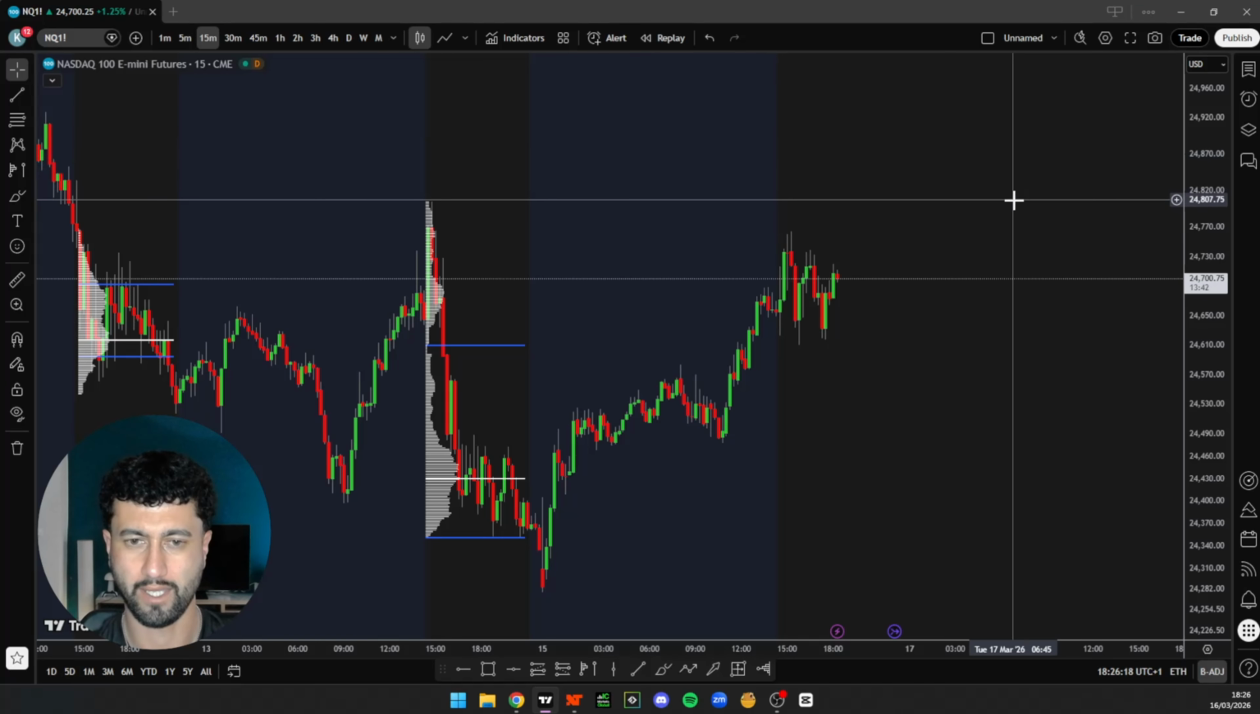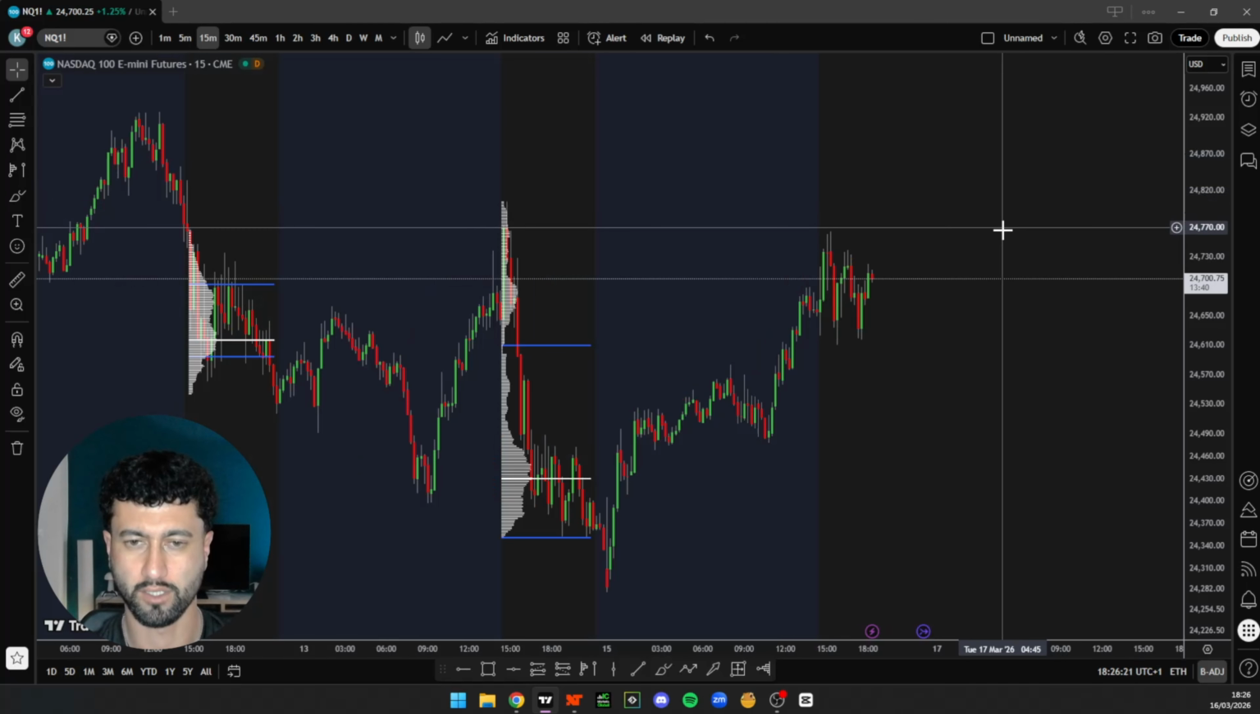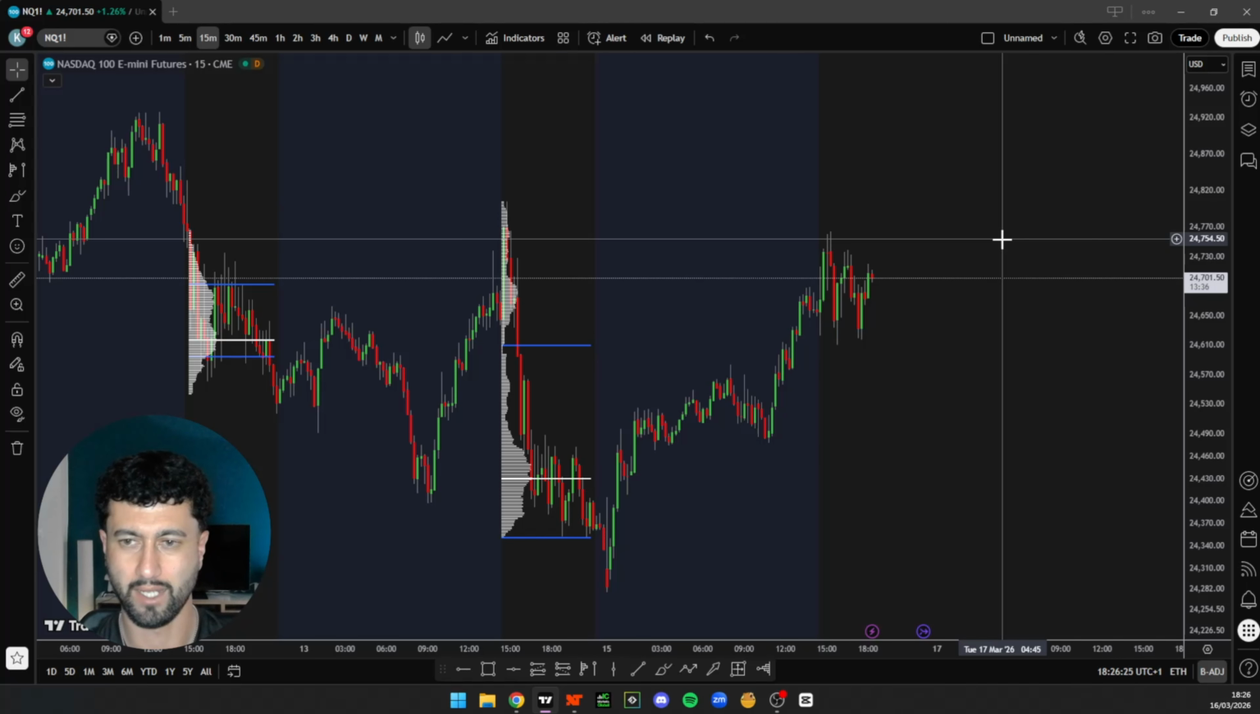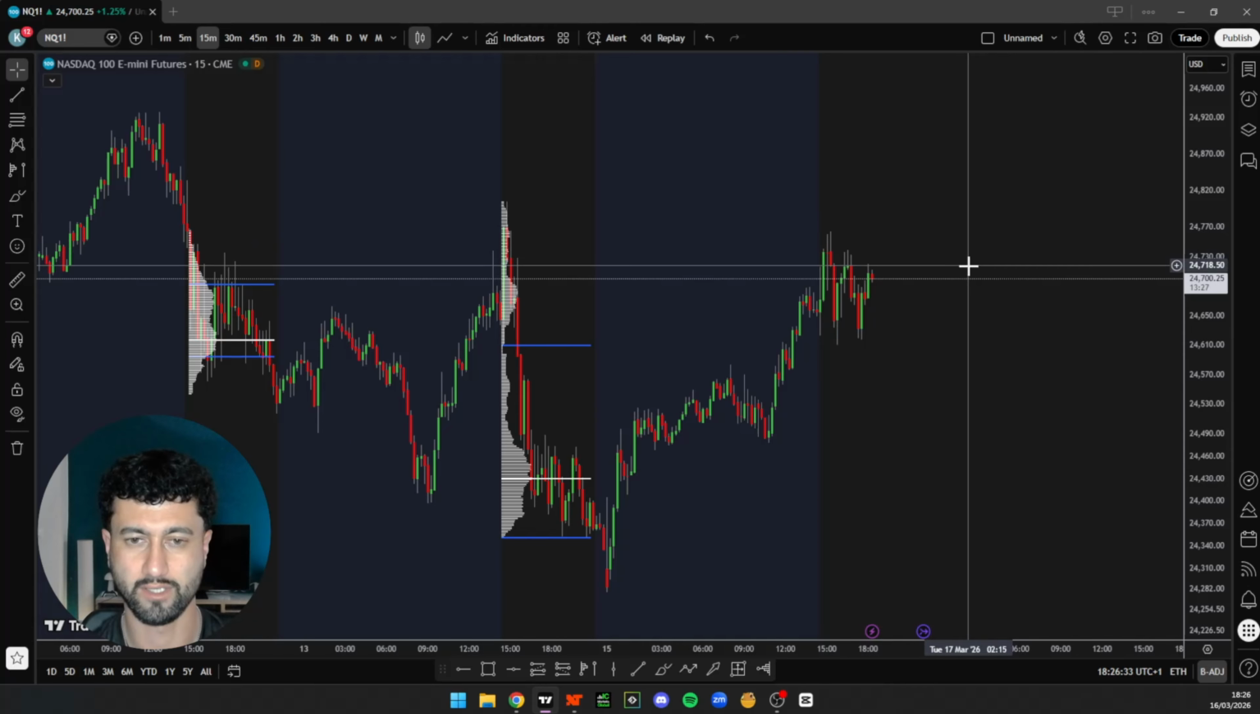First thing that I look at on a chart when I have my volume profiles marked up is the context of the market. Is it trending? Is it balanced? Where is the value shifting to? Is it going upwards? Is it going downwards? Is it staying inside of the same value area? This is the first thing that you need to check.